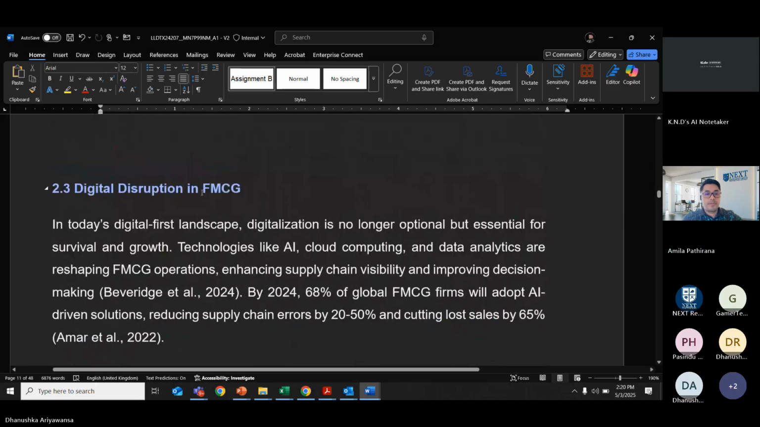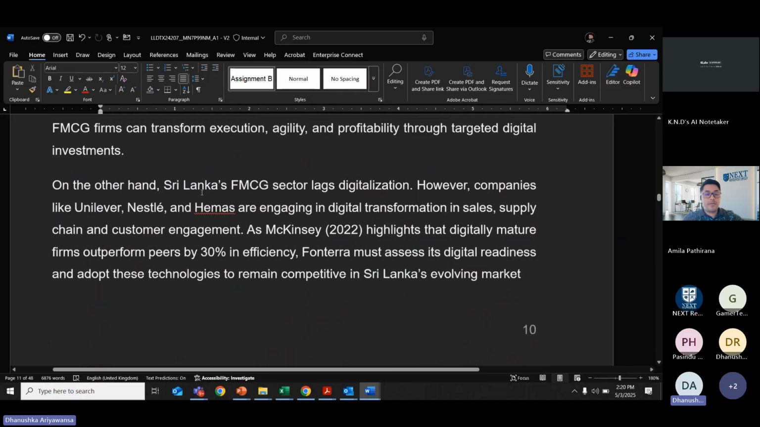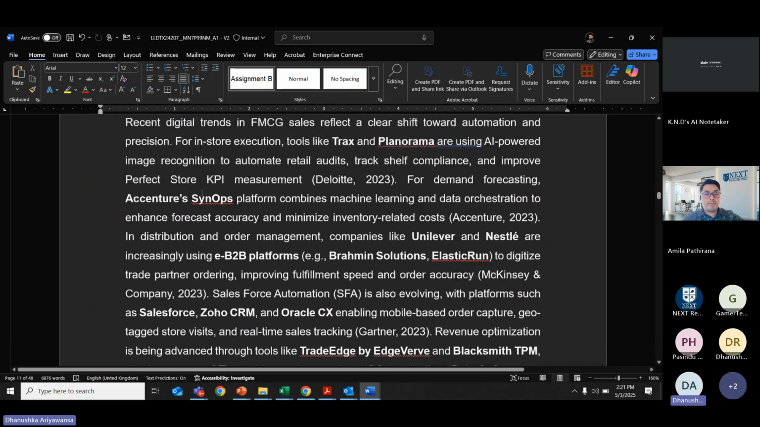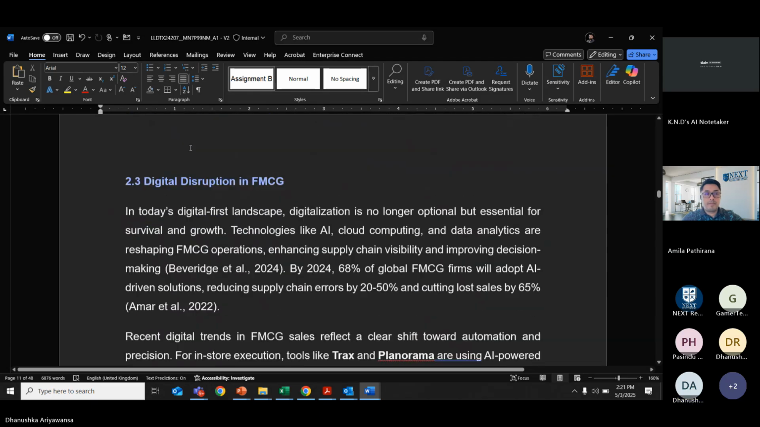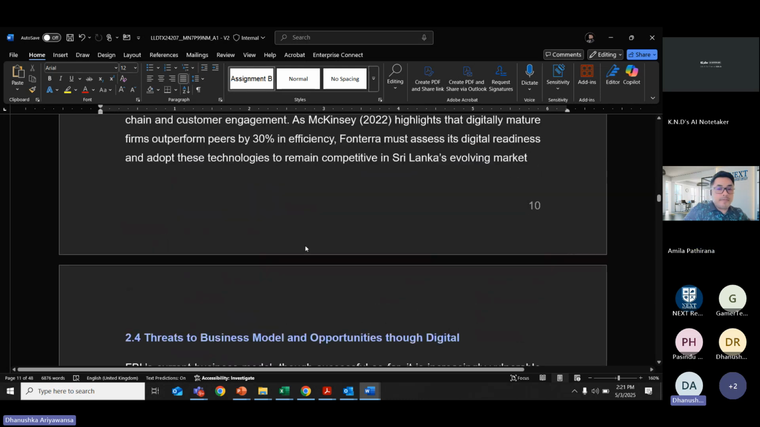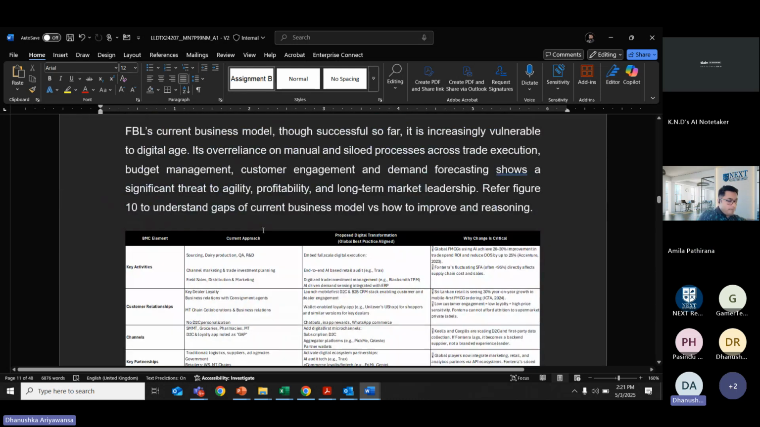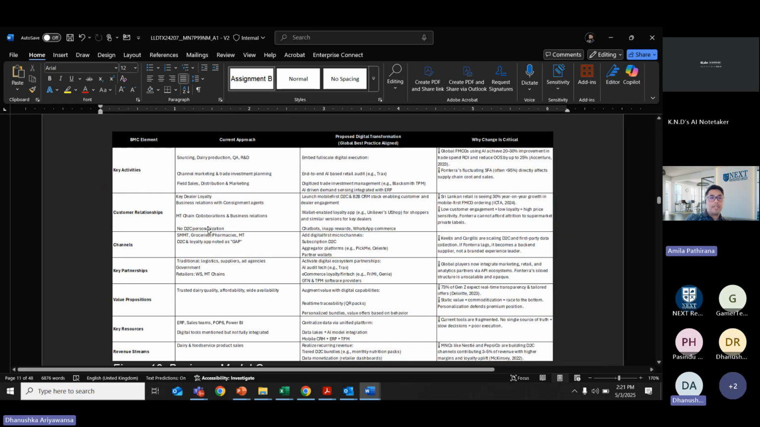Thanks. Then deal disruption, I've discussed that in detail. How should it be in terms of the industry as well? Then threats to business model. So again, business model can also be threats to business model. I've discussed here BMC versus challenges.